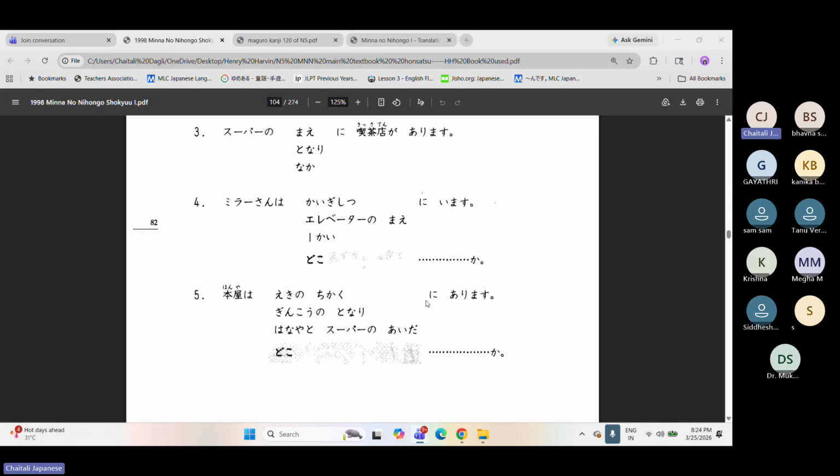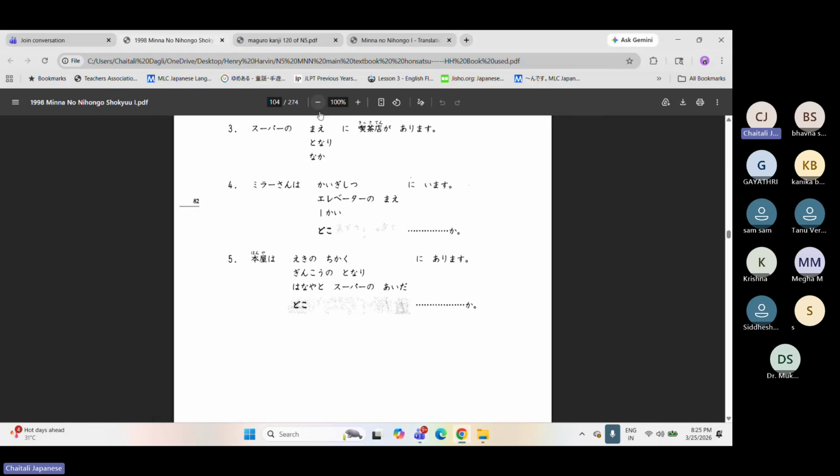Honya wa ginko no tonari ni arimasu. Bookstore is near the bank. Ginko bank, tonari near. Honya wa hanaya to supa no aida ni arimasu. So bookstore is in between. Aida is between. Between bookstore, flower store and supermarket. Ni arimasu. Doko, where? So where is the bookstore? Whatever is your answer. Are we clear, everyone?